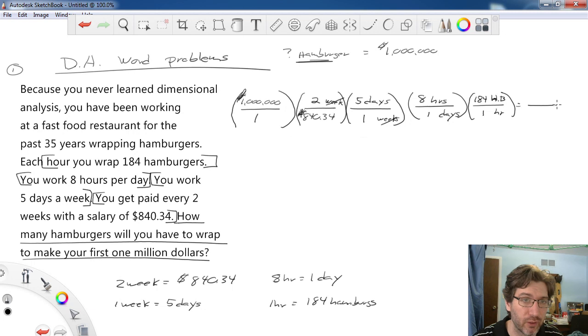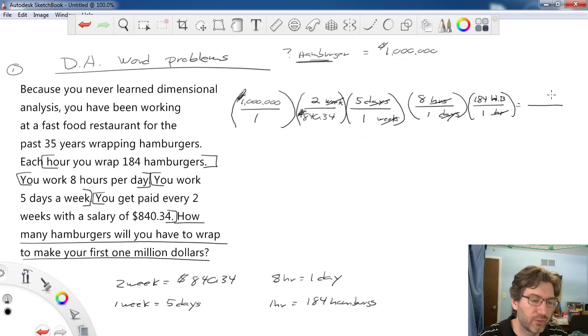Now when I solve this, I'm going to get my answer. And it's going to be in hamburgers, just double checking my units. Hours will cancel. It's like days are going to cancel, weeks are going to cancel, dollars is going to cancel. So now I'll turn $1 million into hamburgers. So I'm going to go ahead and multiply my numerators. Feel free to use a calculator for that. Hopefully my calculator is even big enough for this one. I don't remember if it is or not. Times 2 times 5 times 8 times 184.